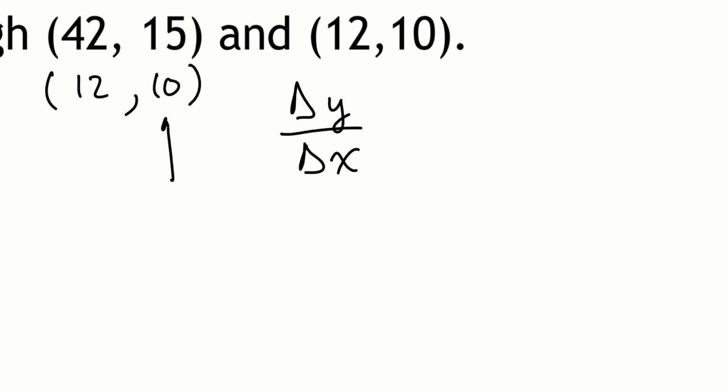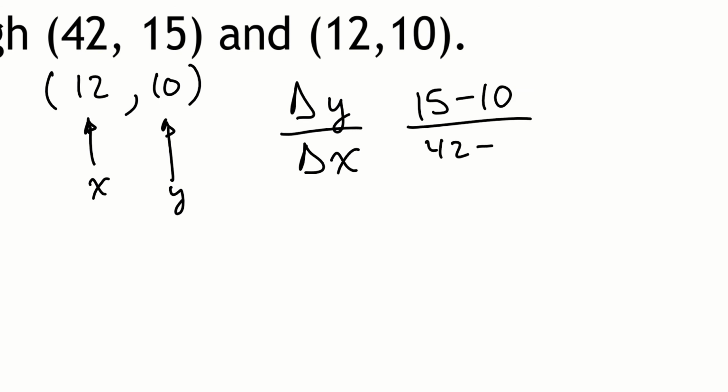And I will point out to myself that these are the y's and that these are the x's. So for my change in y, I'm going to take 15, the top number, and subtract 10. And then I'm going to take 42 and subtract 12. 15 minus 10 is 5, so I've got 5 in my numerator. And 42 minus 12 is, what is that, 30? 42, of course it's 30.